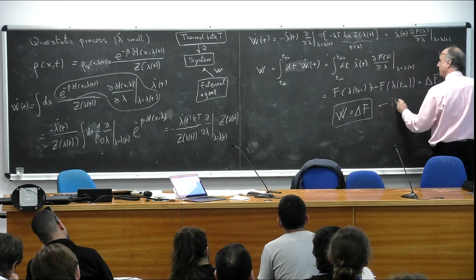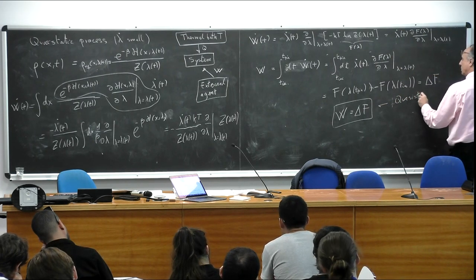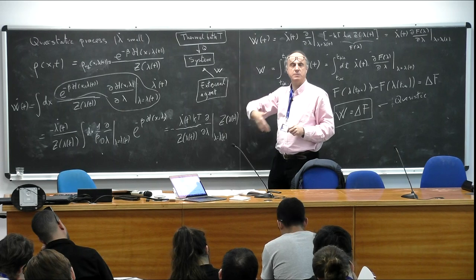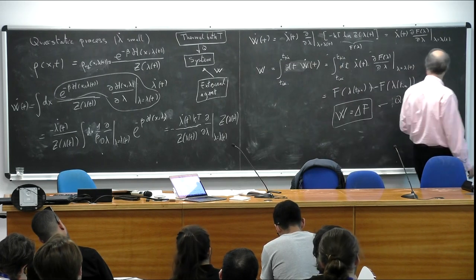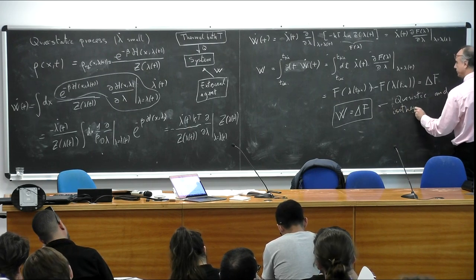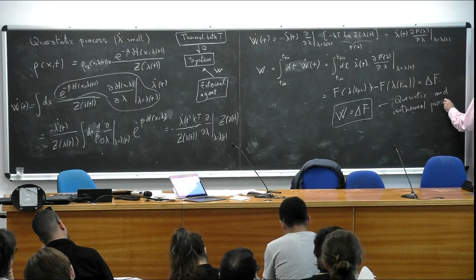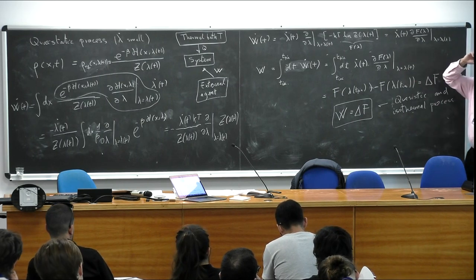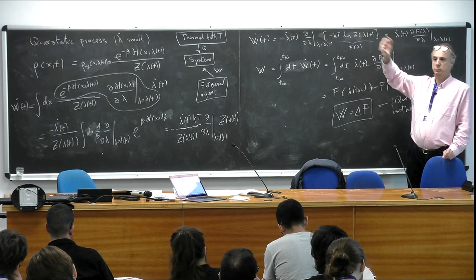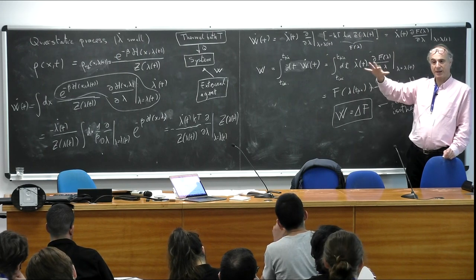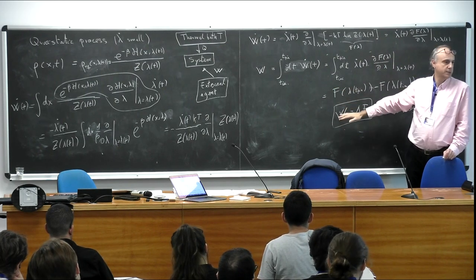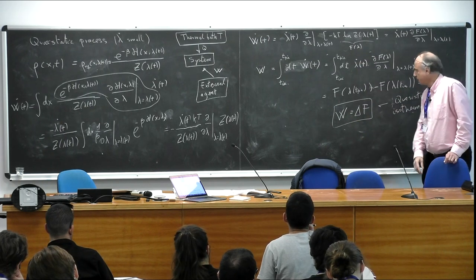in a quasi-static and isothermal process, because this is quasi-static, so the system is always at temperature T. And this is a result of thermodynamics that maybe you remember. W is not an exact differential, so you cannot write W as the difference between something at the end and something at the beginning. It depends on the path. But if the process is isothermal, then the work is just a difference of free energy. And this is in quasi-static.